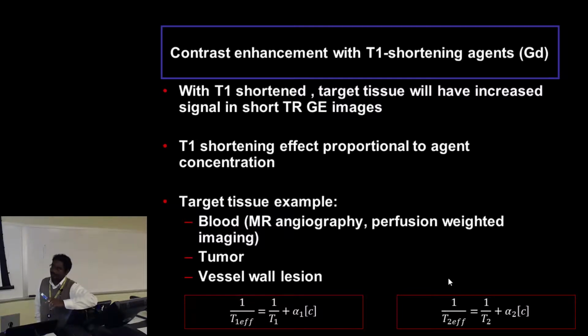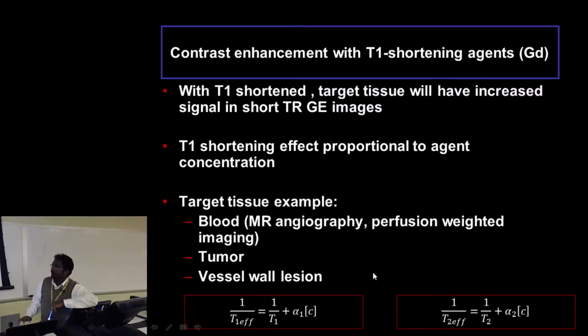Typically the change is empirically expressed in this form, where the net or effective T1 is the summation of the T1 plus the concentration of the contrast agent times alpha 1, which is a property of the contrast agent, the relaxivity of the contrast agent. So per unit concentration of the contrast agent, how much would the T1 relaxation be? That's what this is. Similarly, you can write for the T2 as well.